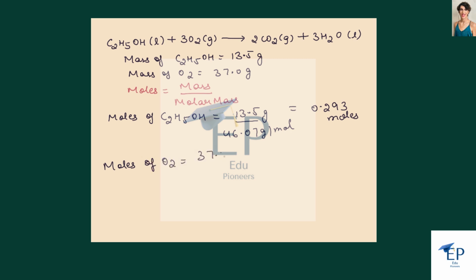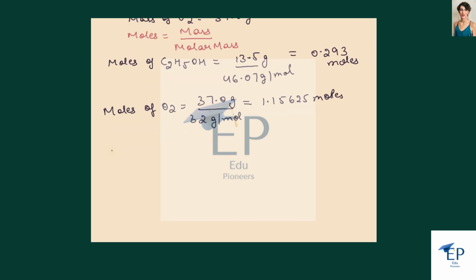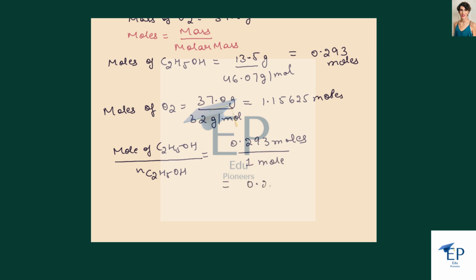Then after that we have to find out the moles of O2, which is equal to its given mass, 37.0 gram, and its molar mass is 32 gram per mole. So now its moles comes to be 1.15625 moles. Now we have to find out the limiting reagent here. So firstly let's see the mole ratio of ethanol with respect to the stoichiometry, that is the moles that is present in the balanced equation. This is equal to 0.293 moles, and in the balanced equation there is only 1 mole of ethanol, so this is equal to 0.293.